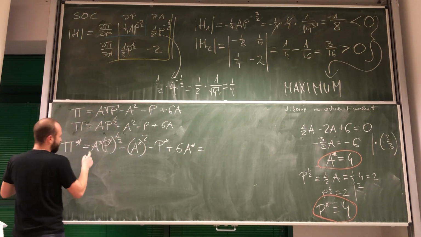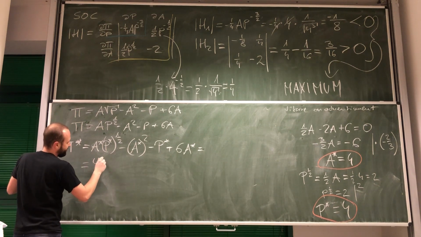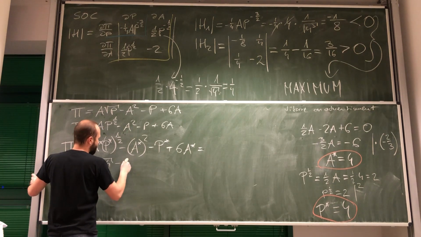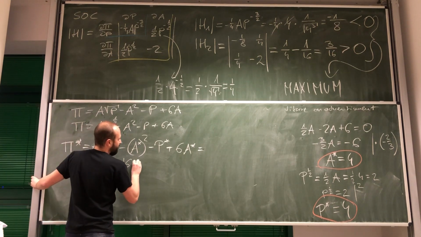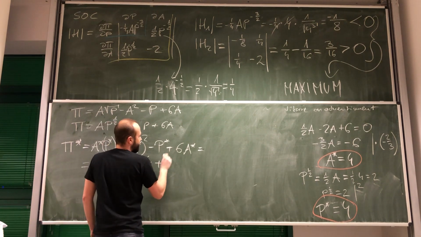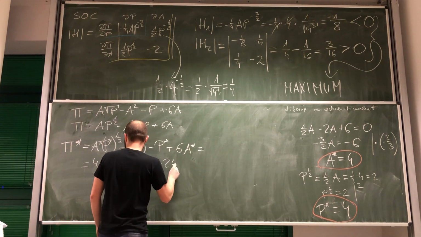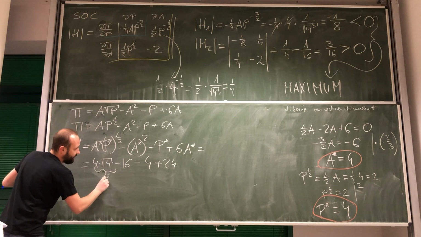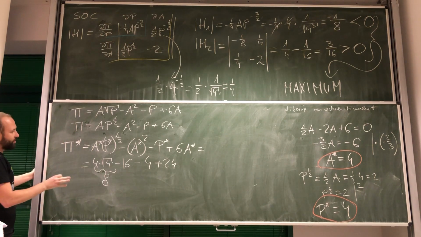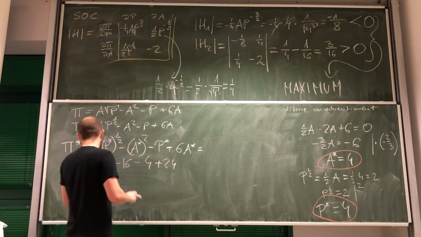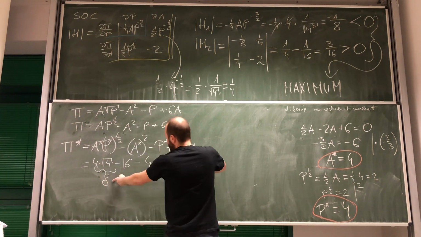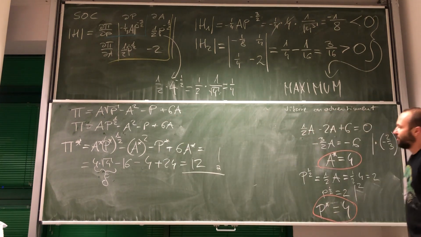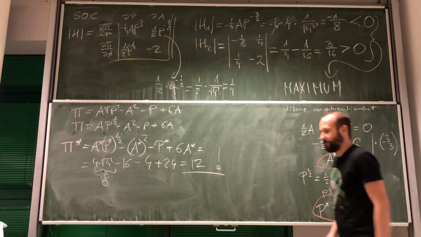So, this is equal to 4 times square root of 4 minus 4 to the power of 2, which is 16, minus 4 plus 6 times 4 is 24. Okay, so this gives us 8. So we've got 32 minus 20. This is 12. So this is the profit of our company.